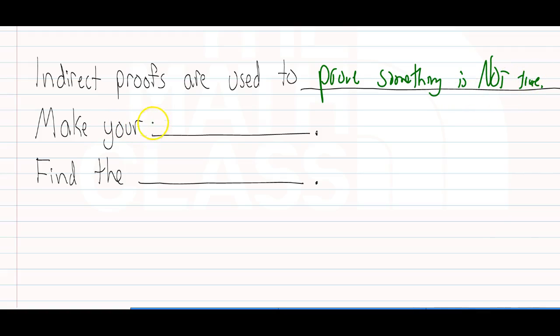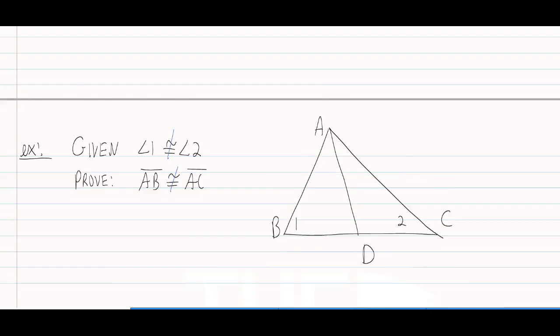First of all, in order to do an indirect proof, the first thing you're going to do is make your assumption and then find the contradiction. That's the process for indirect proofs.